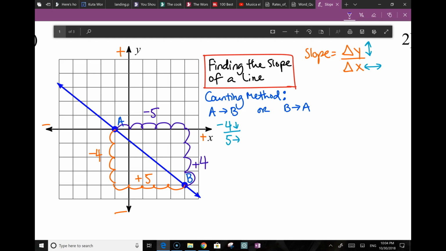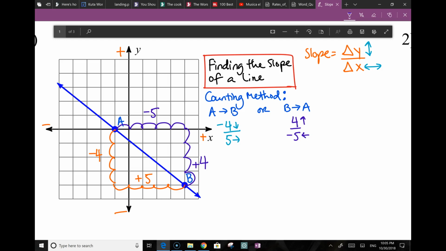So when I write the slope again, it will be a change in my vertical movement versus a change in my horizontal movement. So this is going to be a +4 over a -5. Okay, now let's analyze this a bit. This means going up, this means going left. Let's analyze these two things for a second.